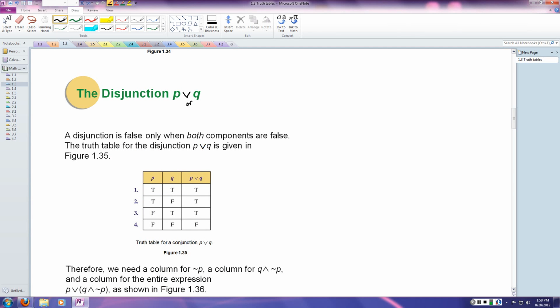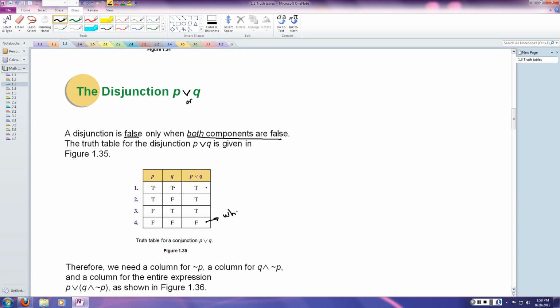The disjunction of a statement is combining two statements with the word or. In this case, both components have to be false for it to be false. So it's only false when both components are false. As long as one of them's true, then the disjunction P or Q is true. So here, true, true, true. True, false, that's still true because there's one true. False, true is true, but false, false is false. So this is only false when both P and Q are false.